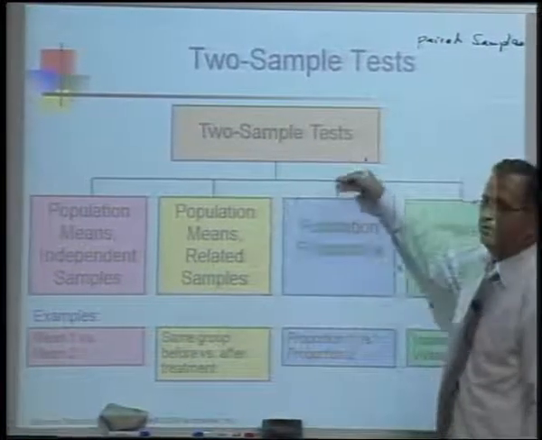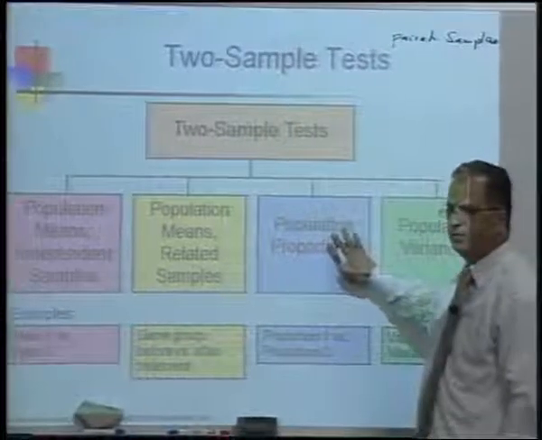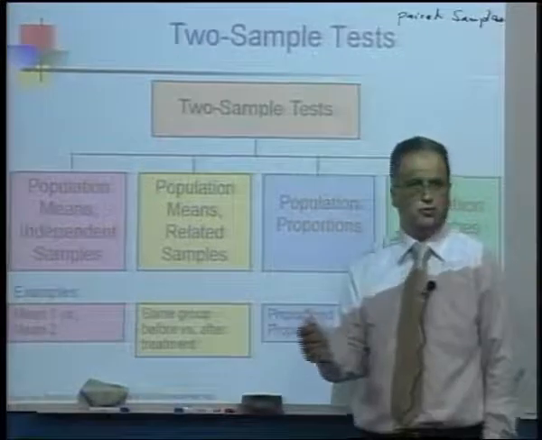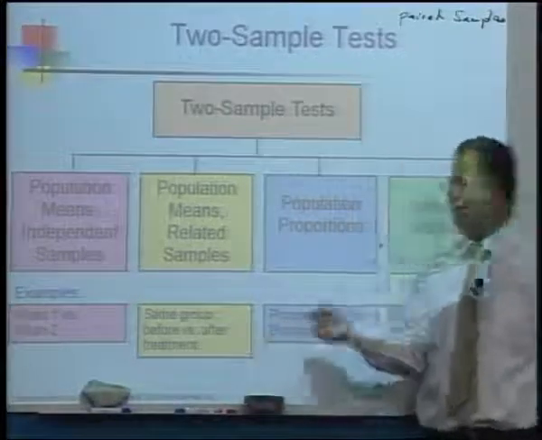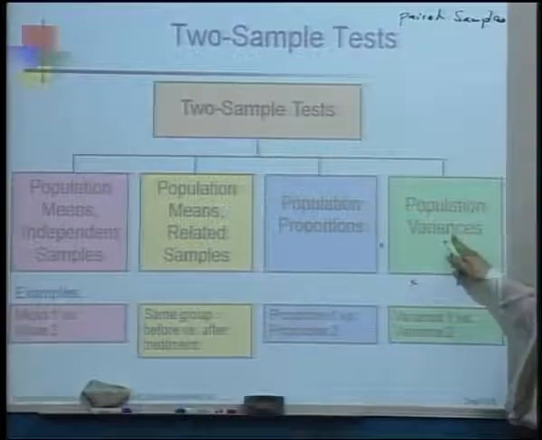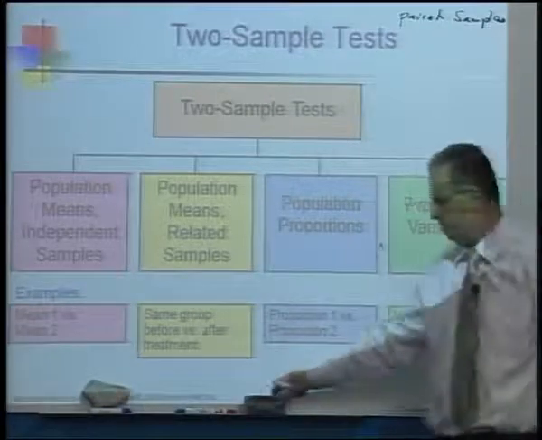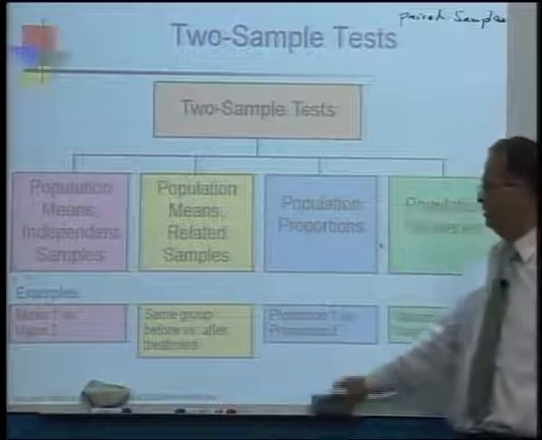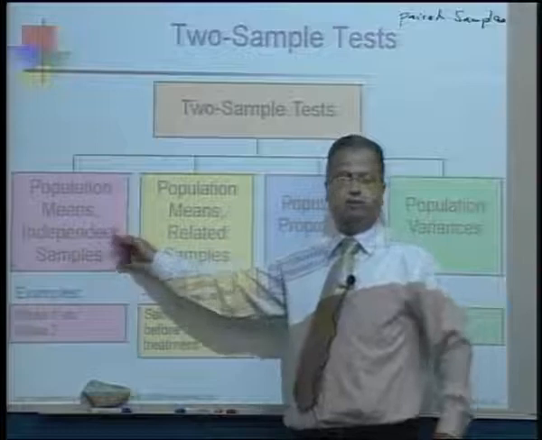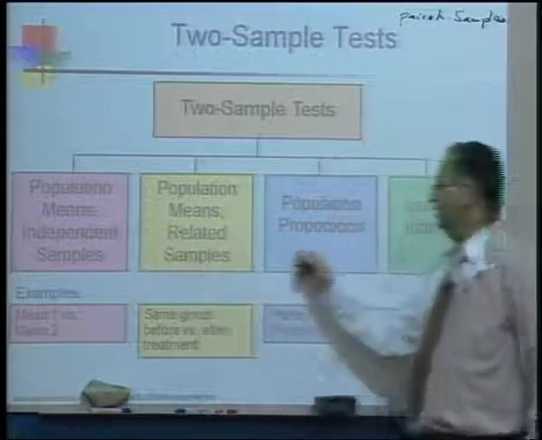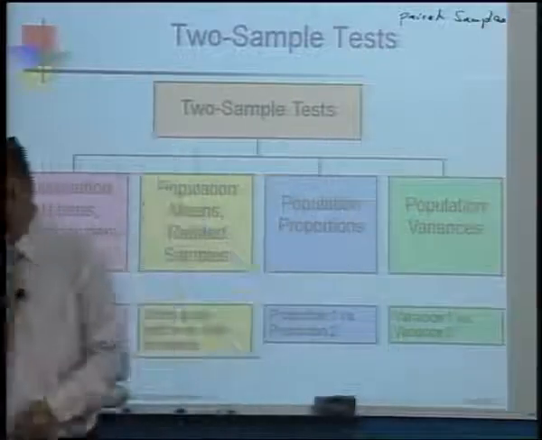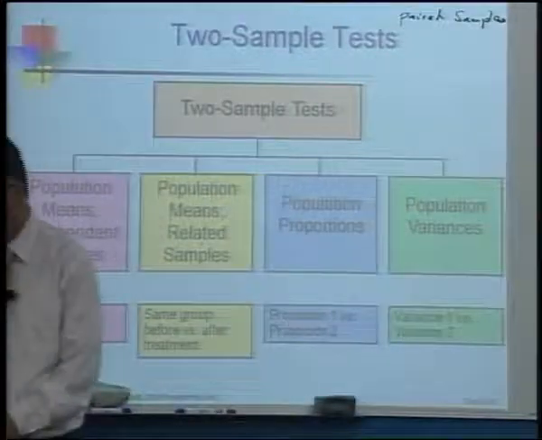The other type of 2 sample test is population proportions. In this case, we are going to test to see if there is a difference between 2 population proportions. The other type of 2 sample tests, population variances, variance 1 against variance 2. As we mentioned, we are going to cover population means for independent and related samples, as well as the population proportion. That's all, again, for this chapter.